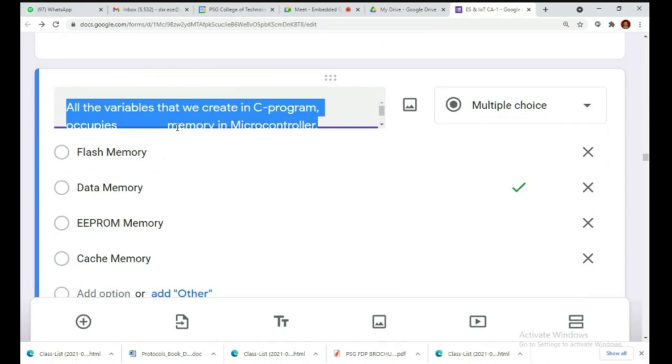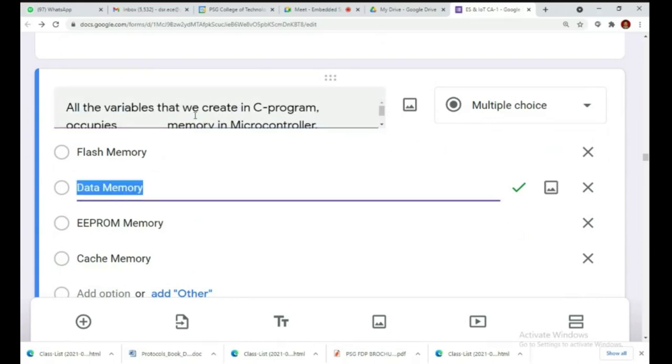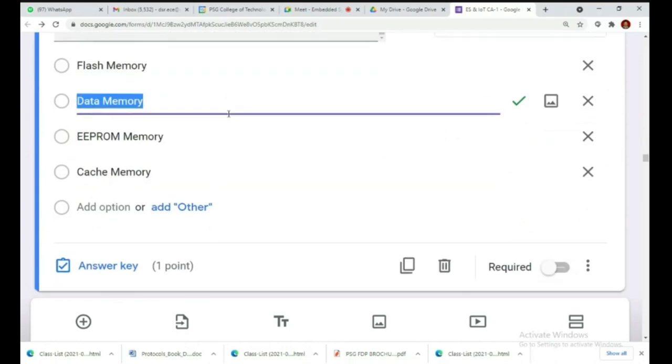So data are stored in data memory. Similarly, stacks are stored in data memory. So the answer for this also, data memory, is the right answer. All the variables that we create in a C program occupy data memory in the microcontroller.